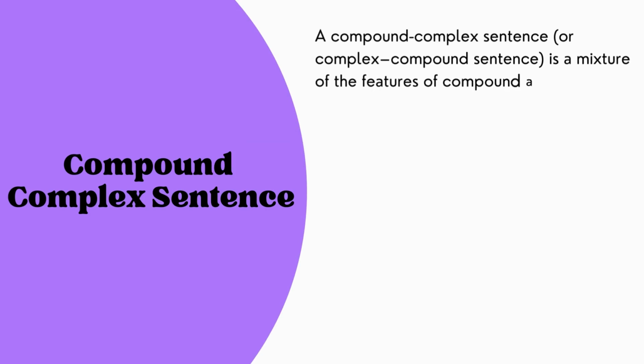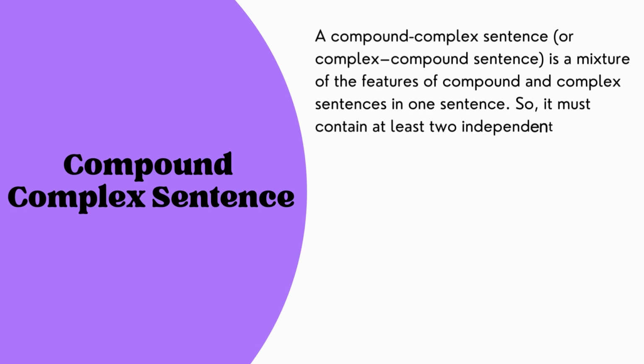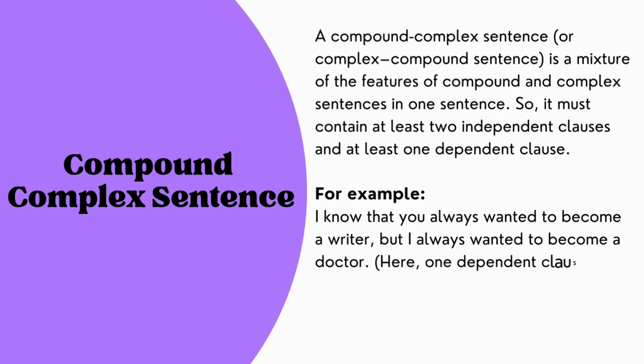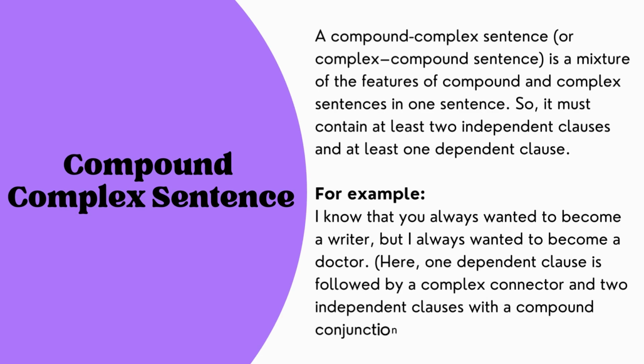Compound complex sentence. A compound complex sentence, or complex compound sentence, is a mixture of the features of compound and complex sentences in one sentence. So, it must contain at least two independent clauses and at least one dependent clause. For example, I know that you always wanted to become a writer, but I always wanted to become a doctor. Here, one dependent clause is followed by a complex connector, and two independent clauses with a compound conjunction between them.